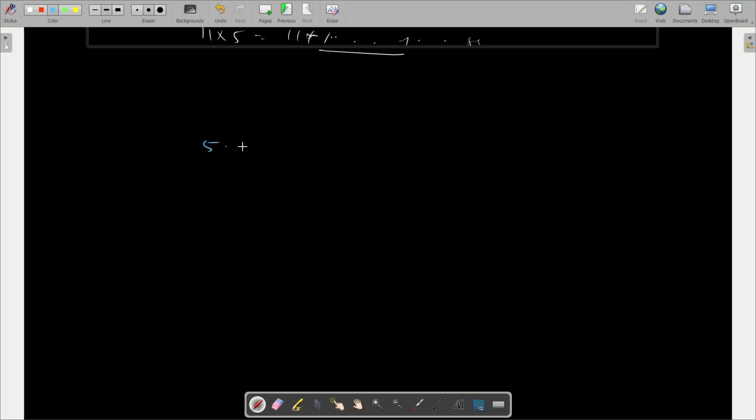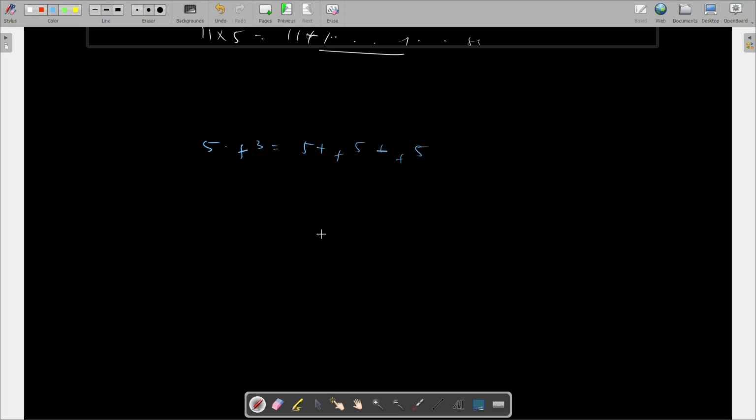So let's try to do it. Now how would it look if we talk about the finite fields? It's going to be 5 dot f3, which is going to be f5 plus f5 plus f5. That's how it's going to look.